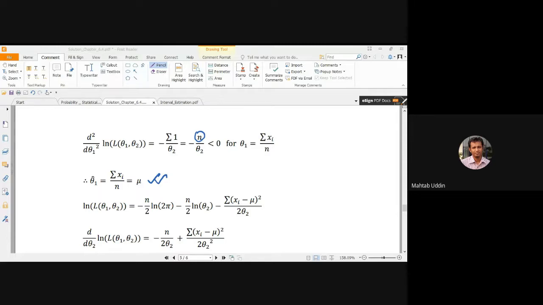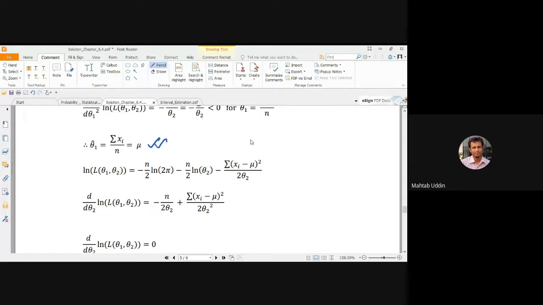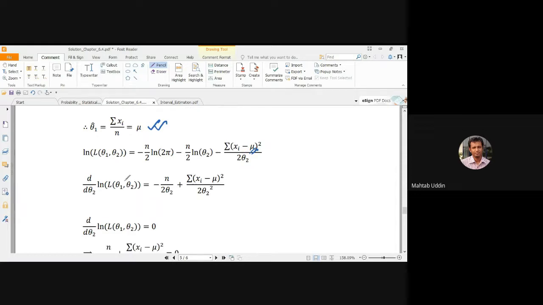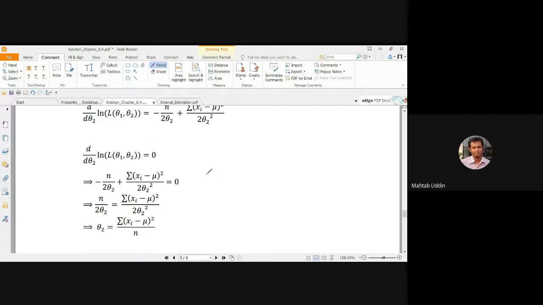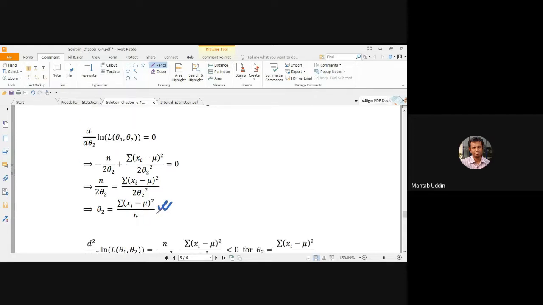Okay, so we are importing here. You can see now ln l theta 2 is written as this, with mu. Then differentiate this for theta 2. Once again this part will vanish; this is minus n by 2 ln theta 2. We differentiate this, so there is a negative power, so minus 2 this, take this as 0, and we'll get theta 2 is this. This is called the variance; we'll study this in the statistics part.